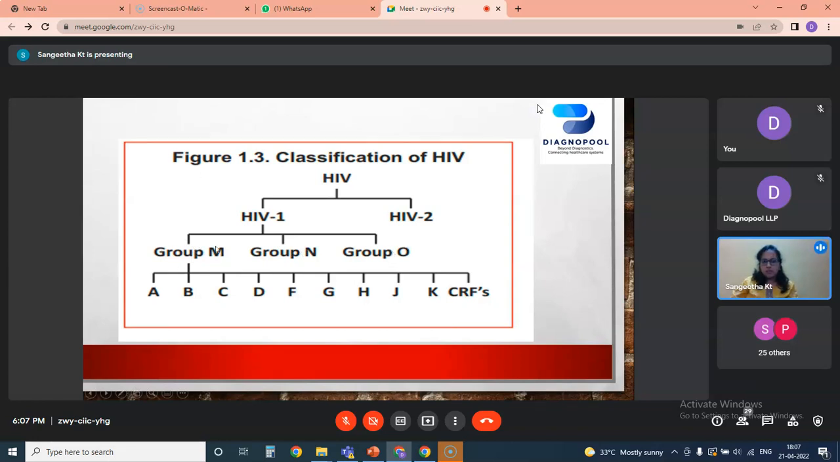So in that, M is a predominant group, which is again divided into nearly 10 clades, which also includes the circulating recombinant forms. Even HIV-1 is also divided into groups, nearly 8 groups are there of HIV-2.